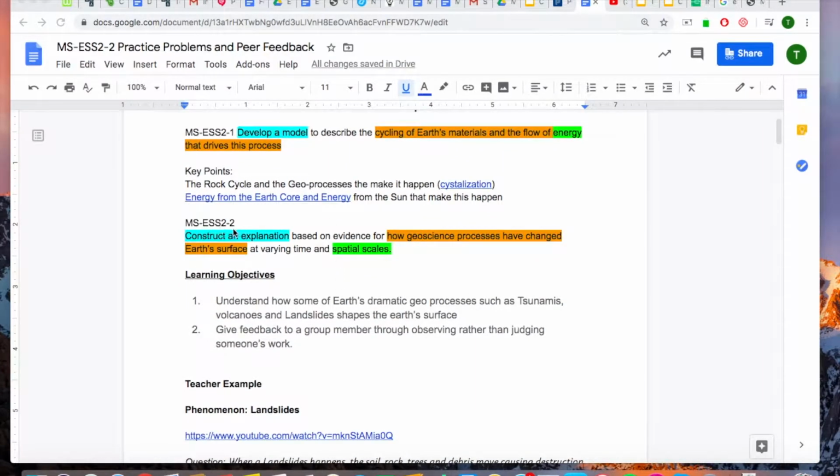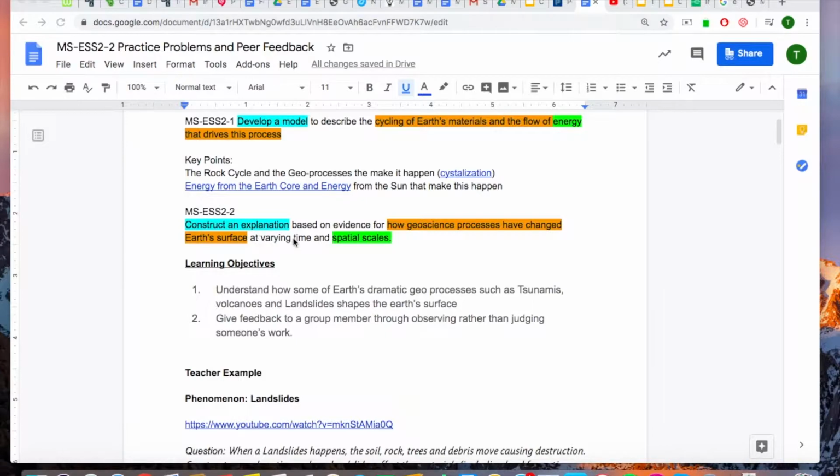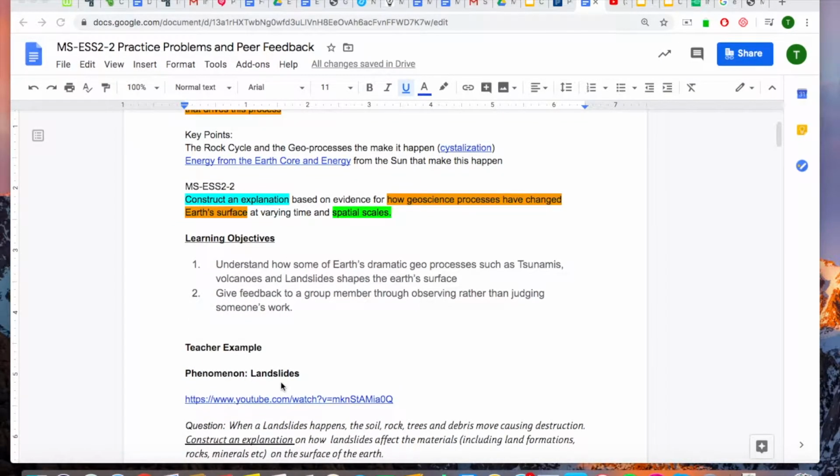Our new standard here, Performance Expectation 2.2, is constructing an explanation based on evidence for how geoprocesses have changed the Earth's surface at different times and different sizes. So for this, I've created a Google Doc, and you guys will fill out this Google Doc, and these are the learning objectives. To understand how the Earth's dramatic processes, such as tsunamis, volcanoes, and landslides, shape the Earth's surface. And 2, you'll give feedback to one member of your group.